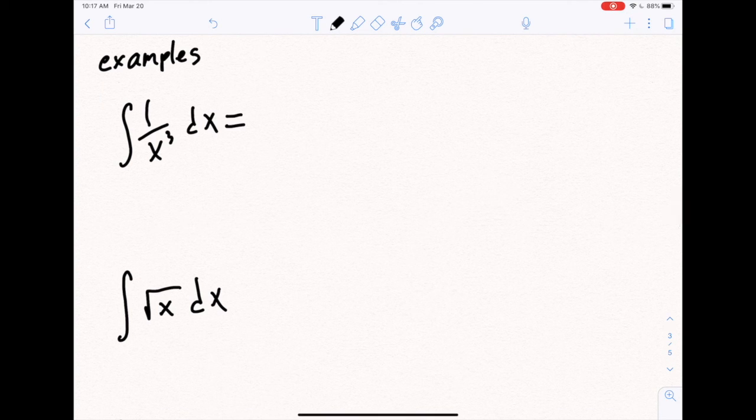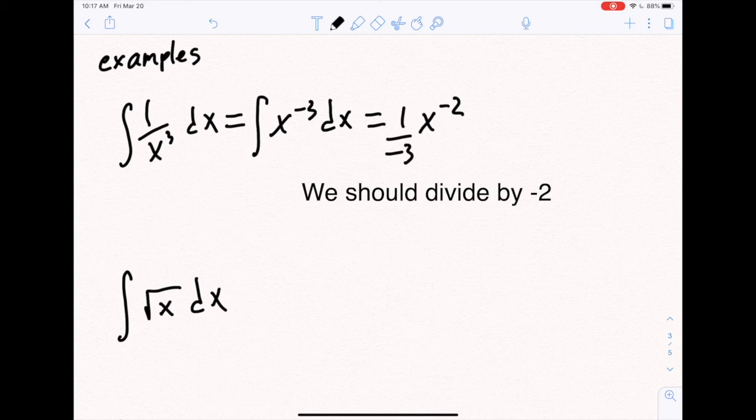So this is going to be the same as the integral of x to the negative third power dx. And now we just apply that exponent rule that we learned earlier. So all we do is we add 1 to the exponent. So negative 3 plus 1 is negative 2. And then we divide through by negative 3. So we have 1 over negative 3 times x to the negative 2 power plus c.